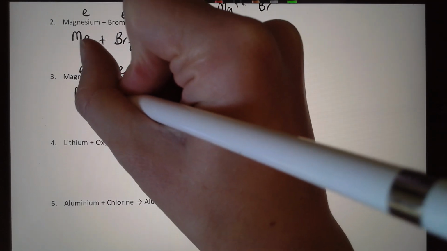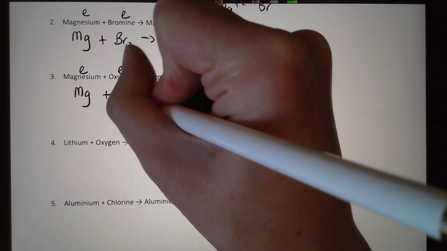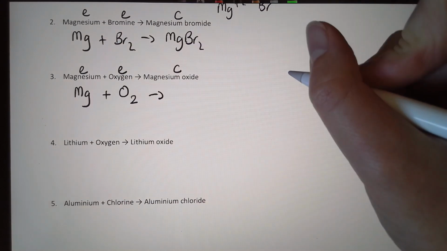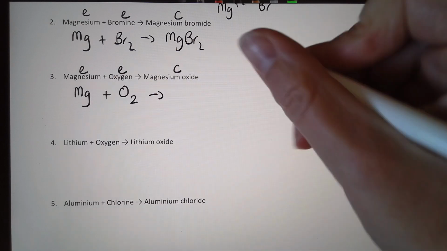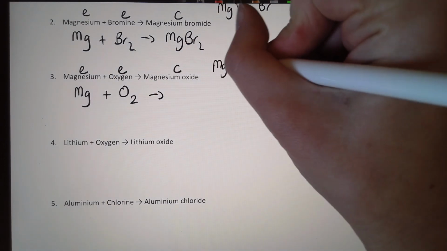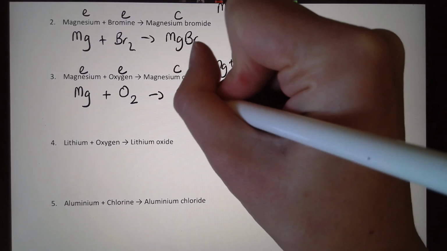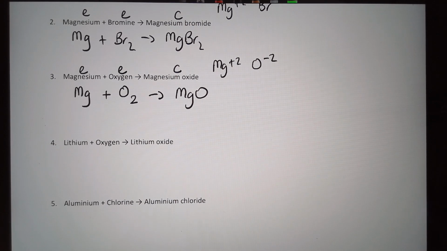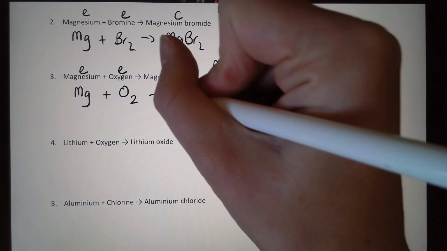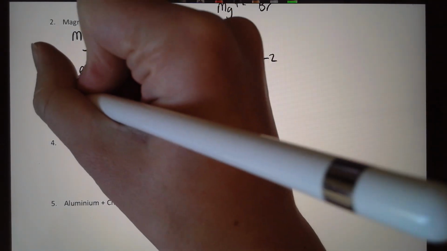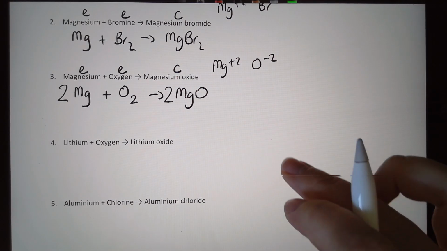Next one, magnesium's an element, oxygen's an element, magnesium oxide is a compound. Magnesium is Mg, it's not diatomic. Oxygen is O, it is diatomic. Magnesium oxide, I need to work it out, I can't just whack that together. Magnesium's in group 2 with a +2 charge, oxygen's in group 6 with a -2 charge, so my formula is going to be MgO. Again, this isn't balanced. 2 oxygens on the left, I need 2 oxygens on the right. 2 magnesiums on the right, I need 2 magnesiums on the left.